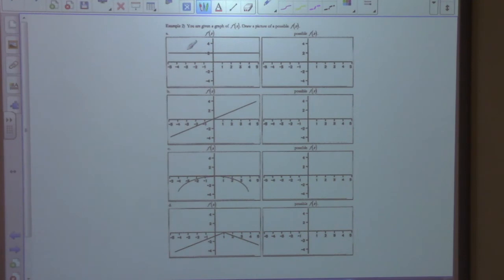So on the first one here, we have a horizontal line. Looks like y equals 2. So if f prime of x is equal to 2, what is f of x going to be? Wouldn't it just be a straight line? Yeah, so what kind of line? What does that line look like?